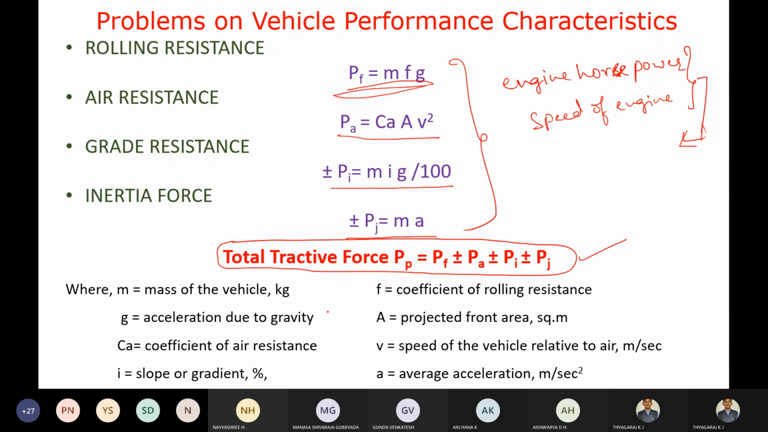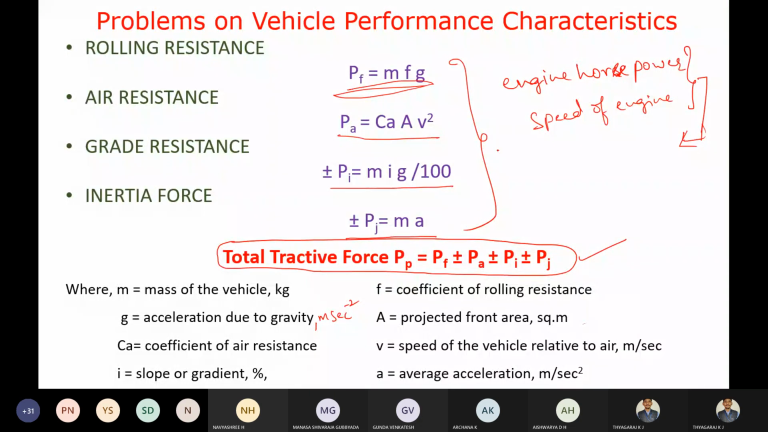They have given all the values here. M is the mass of the vehicle, F is the coefficient of rolling resistance, CA is the coefficient of air resistance, A is the projected front area of the vehicle in square meters, V is the speed of the vehicle in meter per second, I is the slope or gradient, and A is the average acceleration.